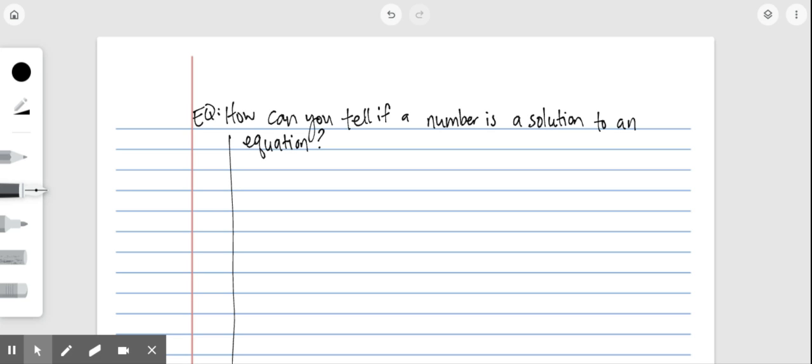All right, beautiful people. So this week we're talking about solutions to equations. Our essential question today is how can you tell if a number is a solution to an equation? So the first thing that I want to just reiterate is what an equation is.